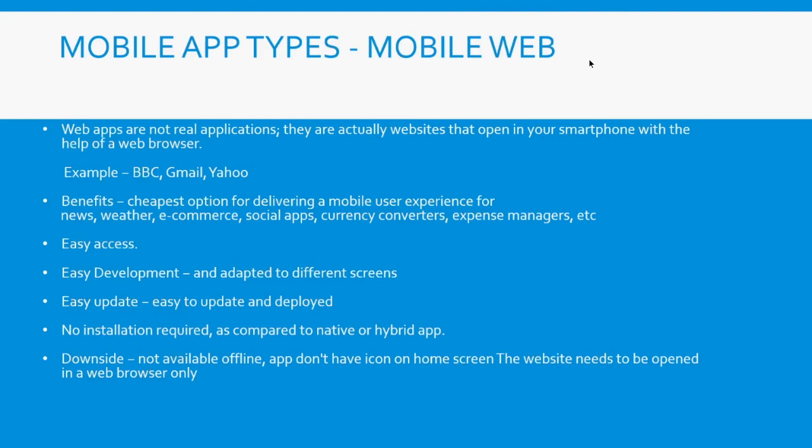Now, web applications are not real applications. You have to enter a URL, a website, and then navigate for you to be able to open up that web page. These are actually websites that are open in your smartphones with the help of the web browser. An example of a mobile web is the BBC, Gmail, and Yahoo.